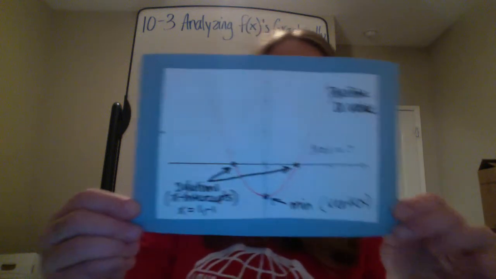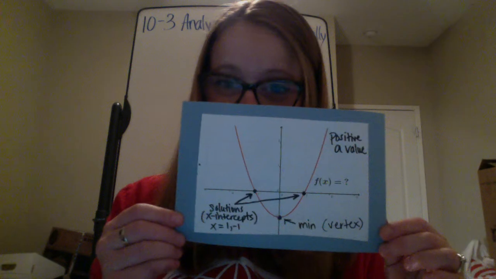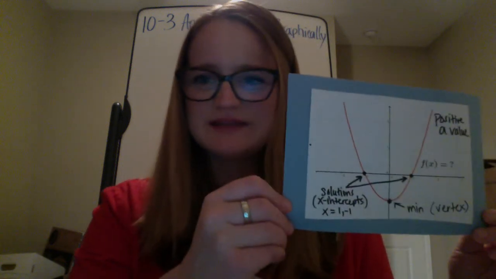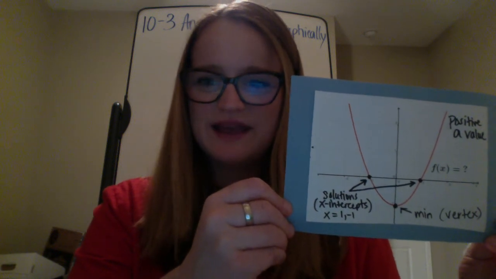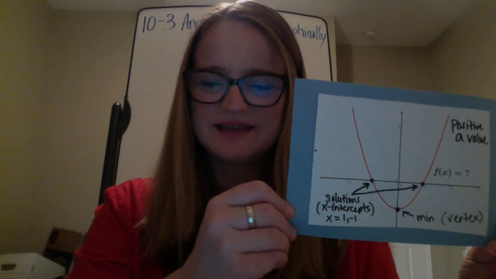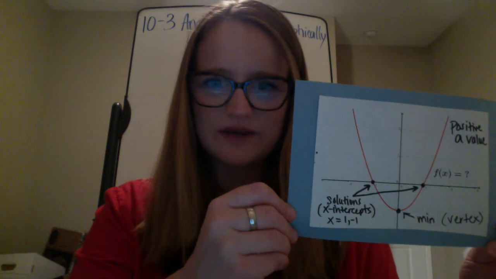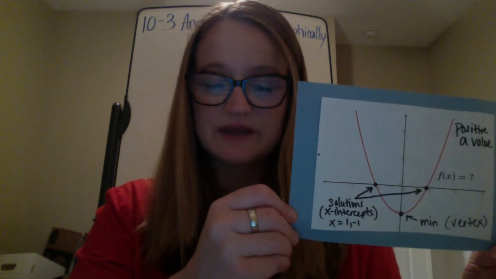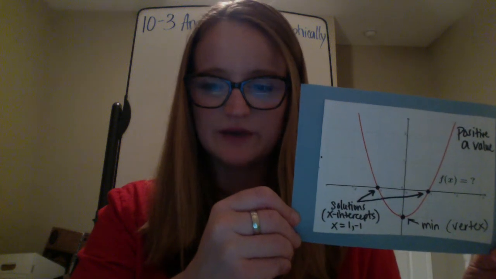Hopefully you know the name of this graph by the way it looks. This shape is called a parabola, and it is quadratic. So this one has a positive a value because it is going upward and has a minimum value at its vertex. I also highlighted the solutions. We've been solving quadratic equations, and remember that means that we're just finding what the x-intercepts are. When y is 0, what is the value of x? In this graph, it is 1 and -1.